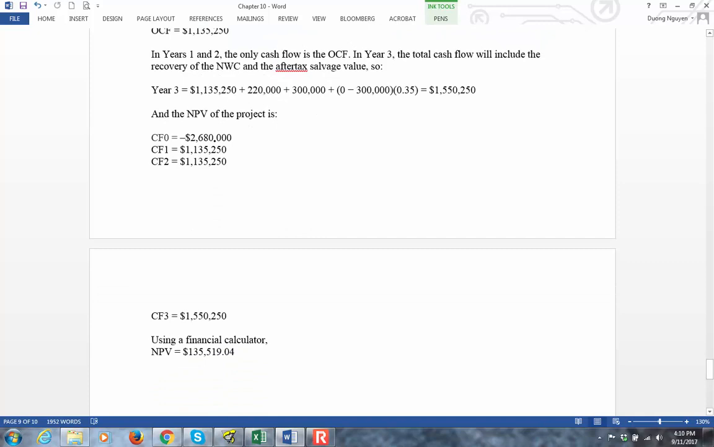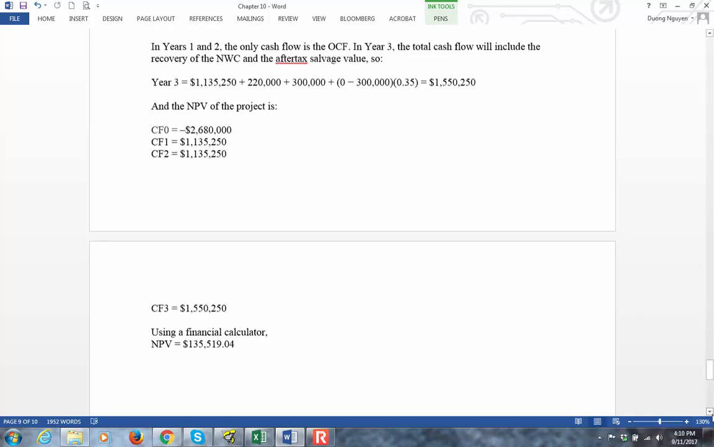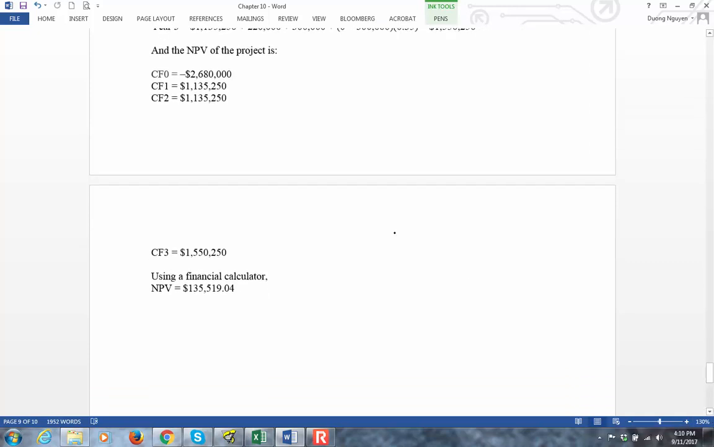So you have all you need to calculate NPV. Cash flow at time 0 is negative $2,680,000. Cash flow in year 1 is $1,135,250. Cash flow in year 2 is the same as in year 1. Cash flow in year 3 is $1,550,250. So using a financial calculator, you should be able to get NPV equal to 135,519.04.